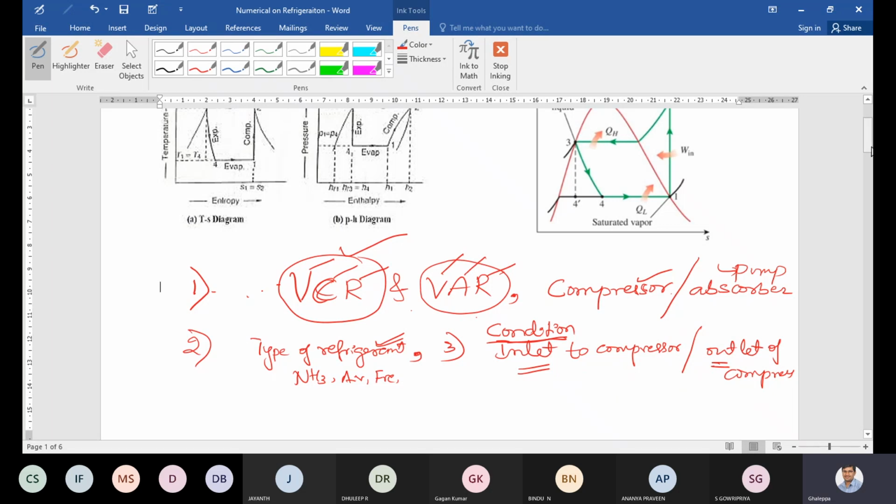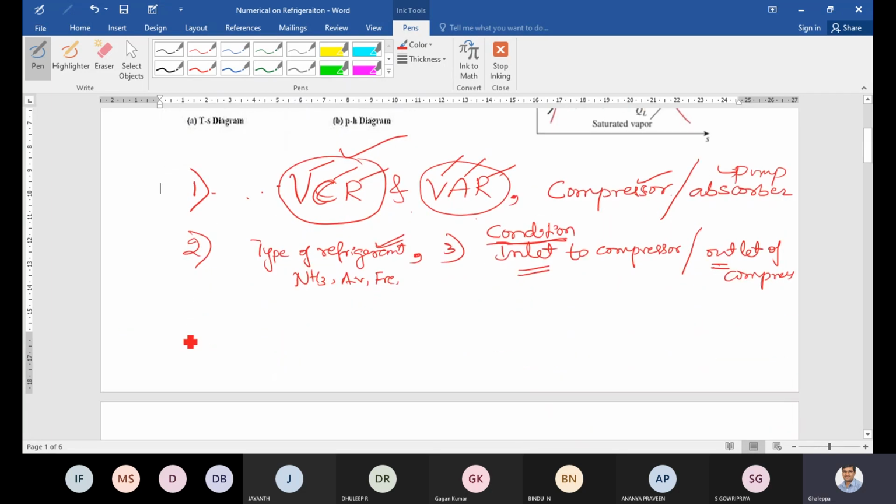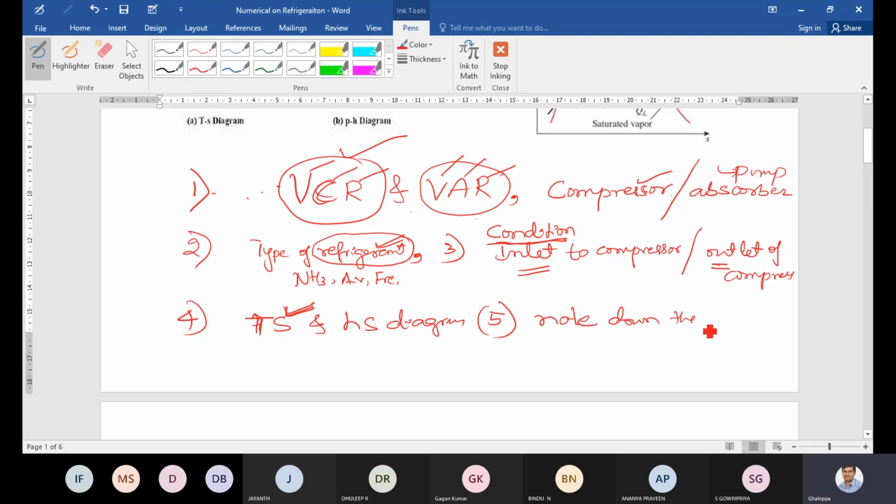Once you understand these three points, the next step is to draw the diagram. PV is not necessary here. The fourth step is to draw the TS and HS diagram, and the most important is TS. Fifth step: once you draw the TS, note down the values of the refrigerant from the thermodynamic data handbook for the given refrigerant.